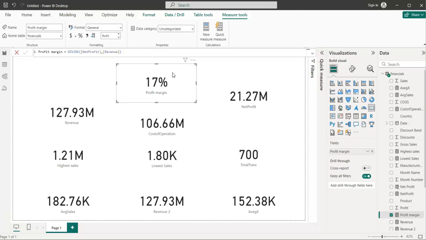So this is where I'm going to be rounding it up when it comes to the iterator as an aggregate function, and also how to calculate the profit margin using DAX in Microsoft Power BI Desktop. See you in the next video.